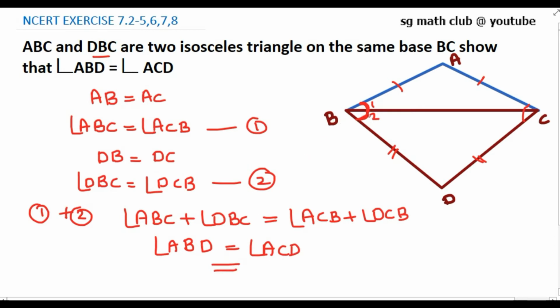So it is very simple. We are just using that angles opposite to equal sides will be equal, and we are using the data that ABC and DBC are two isosceles triangles. And we are just adding the equations and we get the result.